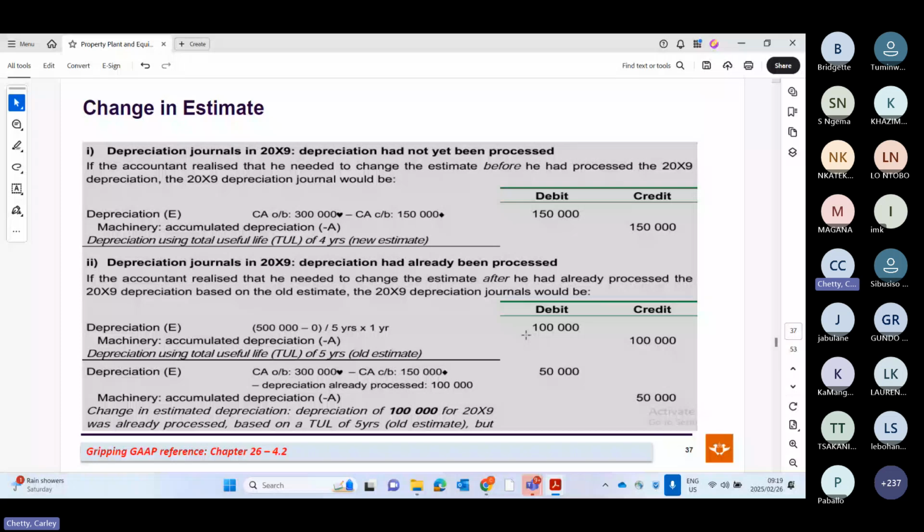So we're going to debit depreciation with 50,000 and credit accumulated depreciation with 50,000. You'll see that under part 1, which is this journal, the total depreciation processed was 150,000. Under part 2, the accountant processed a total of 150,000 Rand depreciation as well. So the totals are the same, but under the second part, the accountant recorded the depreciation based on the old estimate and then realized the estimate had changed. So they had to process additional depreciation of 50,000.